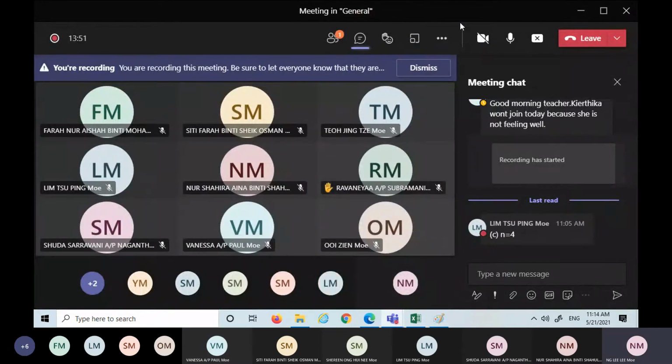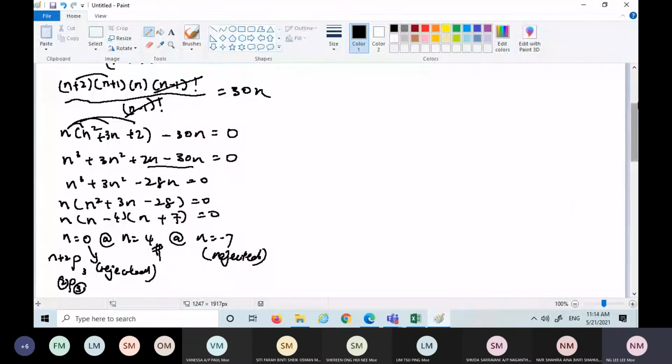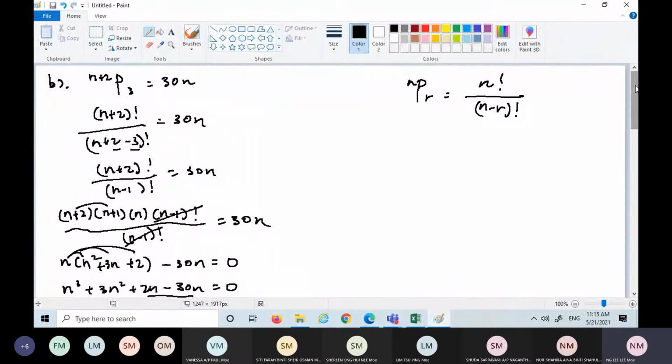Others, if nothing, then we go to C. Okay, see how we do C. Okay, C, the question is (n+1)P4 = 10 nP2. Okay, this question is even more complicated actually. So same thing, we follow this definition.